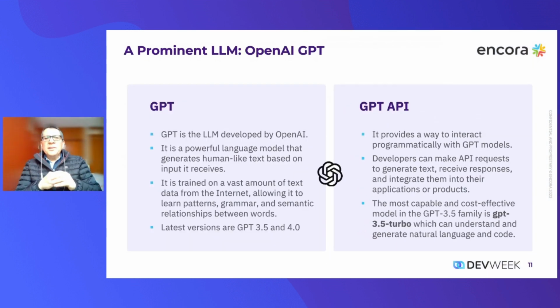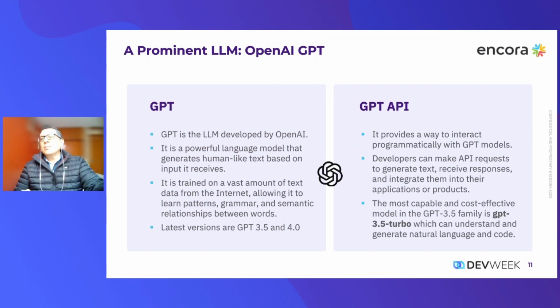Okay, let's review a prominent LLM. It is the OpenAI GPT. GPT is an LLM developed by OpenAI. Okay, it is a powerful language model that generates human-like text based on input. Its prominent specific product is the ChatGPT product. Okay, the latest versions of GPT are 3.5 and version 4.